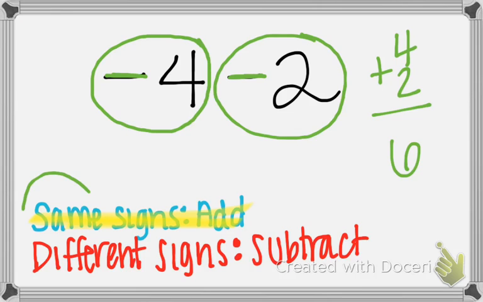Then we're going to look in front of the larger number if they were both positive. So if both of these numbers were positive, 4 is bigger. So that means there's more negatives. So our answer is going to be -6.